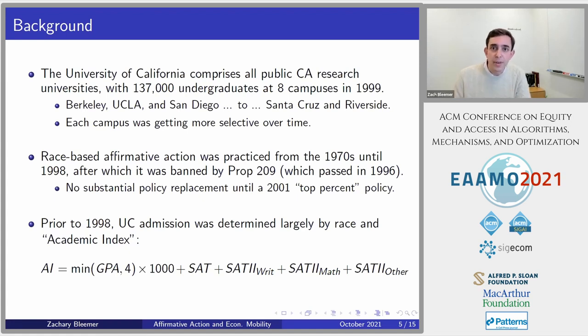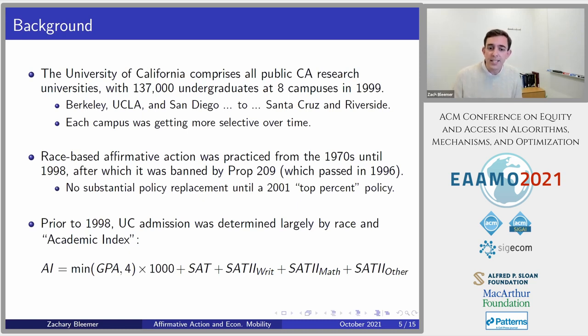These schools practiced race-based affirmative action in their admissions policies from the 1970s until 1998, when that policy was prohibited by a ballot proposition in California. And the policy was not replaced until about 3 years later, when the university implemented a top percent policy. Though again, because it was so many years later, I'm not going to say so much about it today.